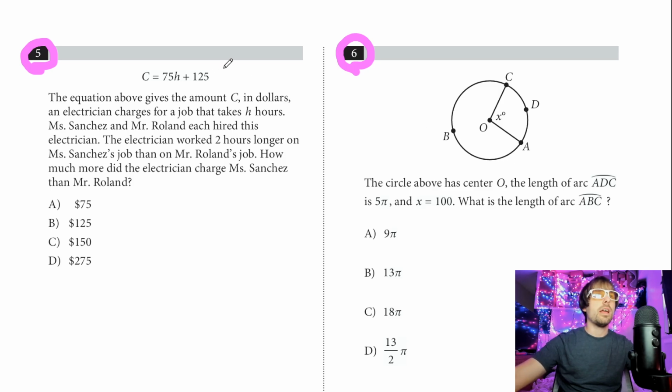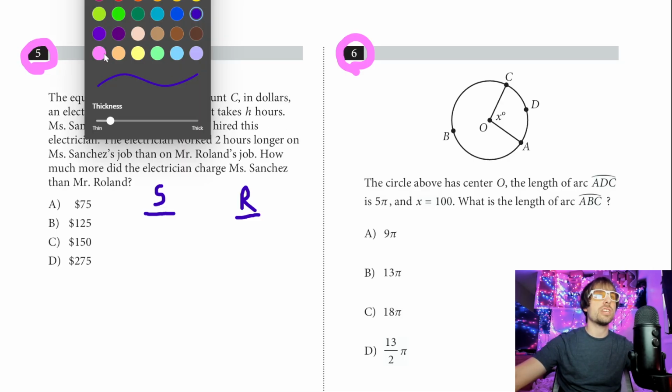Number 5, I see a linear equation. It looks like C is the dollars that an electrician charges, and H is the number of hours they work. There's 2 people they're doing work for. We have Miss Sanchez and Mr. Rowland, and they each hired the electrician.